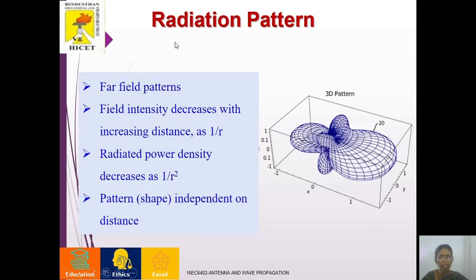This radiation pattern is usually a far field pattern and its field intensity decreases with increasing distance as 1 by r, whereas the power density of the radiated power decreases as 1 by r square, that is the square of the radial distance. The pattern, that is the radiation pattern or the shape, is usually independent of the distance in the far field.